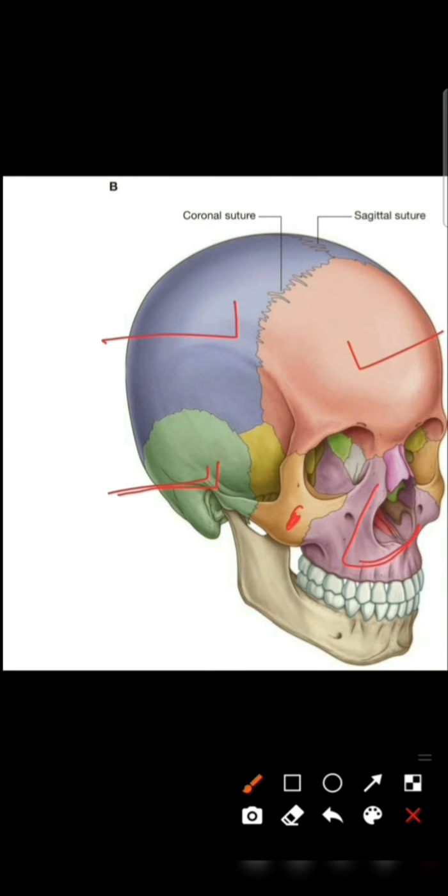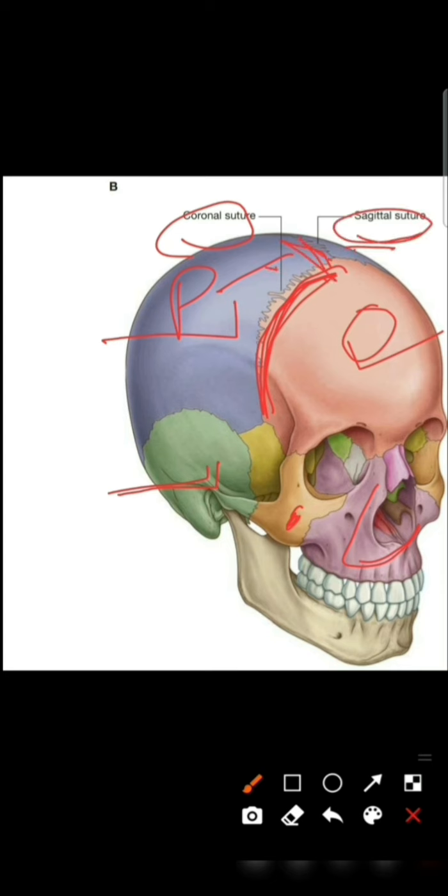Between the parietal and the occipital, we can see a suture. A suture is a joint of the skull. The joint between the parietal and frontal bones forms the coronal suture. And between both parietal bones there is a suture called the sagittal suture. There are many sutures in the skull. We will discuss the skull in detail later in the video.